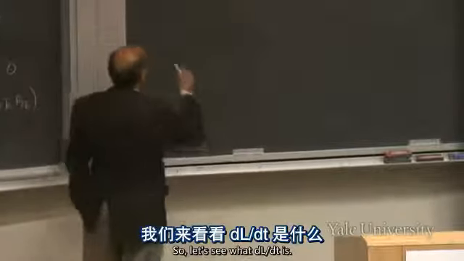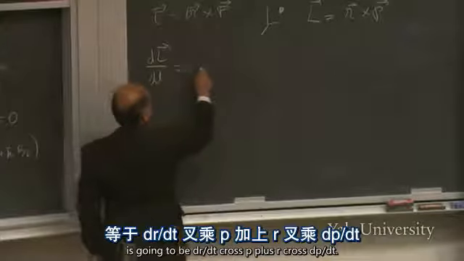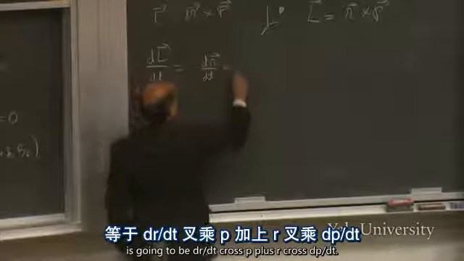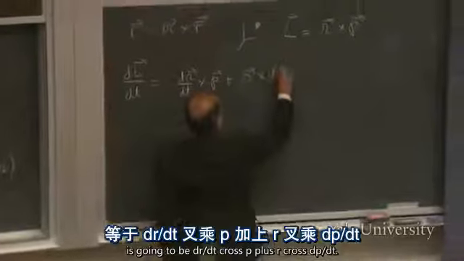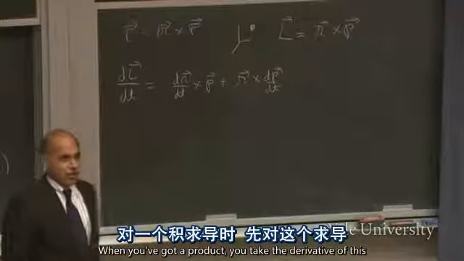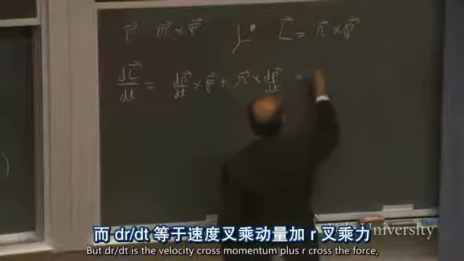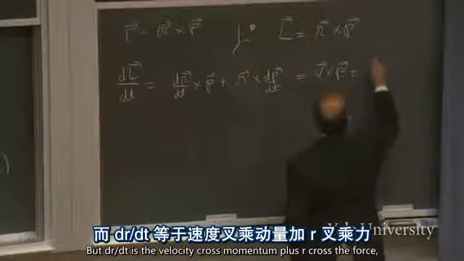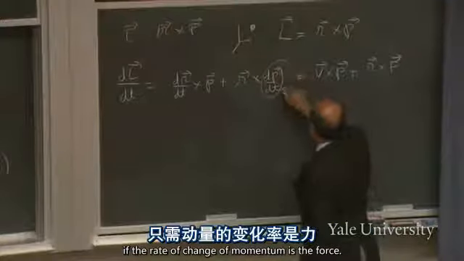So, let's see what dL/dt is. The rate of change of angular momentum is going to be dr/dt cross p plus r cross dp/dt. Just use the rule of calculus: when you've got a product, you take the derivative of this and then the derivative of that. But dr/dt is the velocity, so v cross momentum plus r cross the force, because the rate of change of momentum is the force.